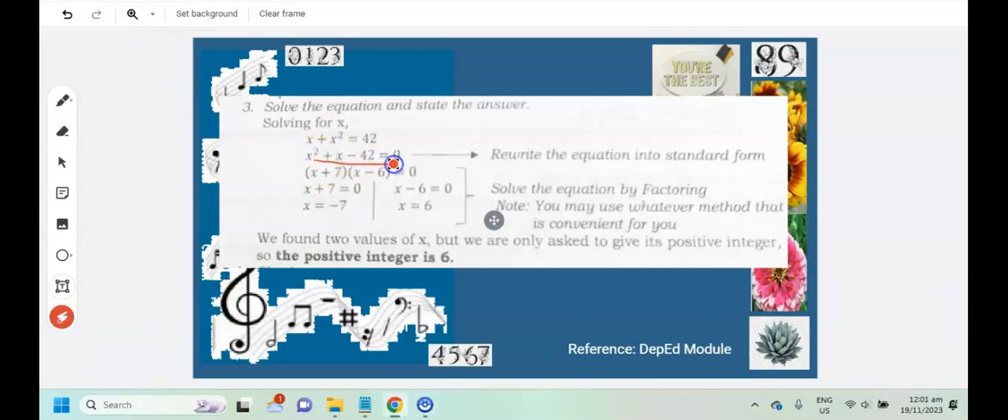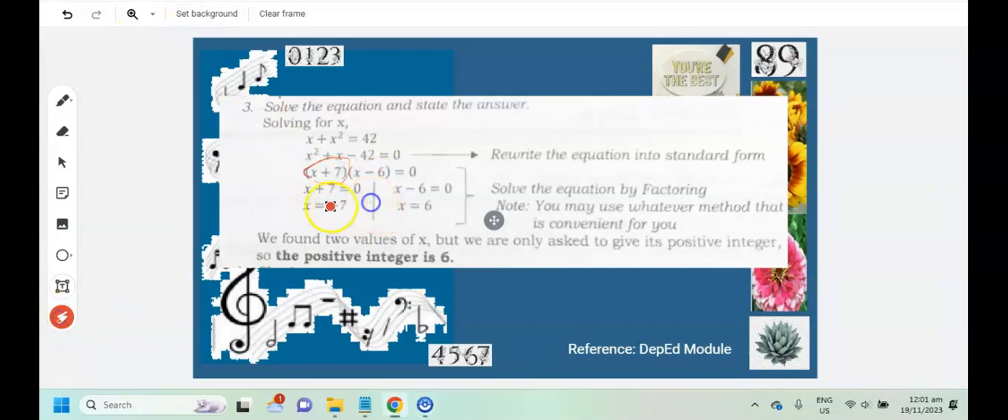So we now have the quadratic equation in its standard form: x squared plus x minus 42 is equal to 0. Now, time to do factoring. The factors of this quadratic expression are x plus 7 and x minus 6. So we now solve for x.